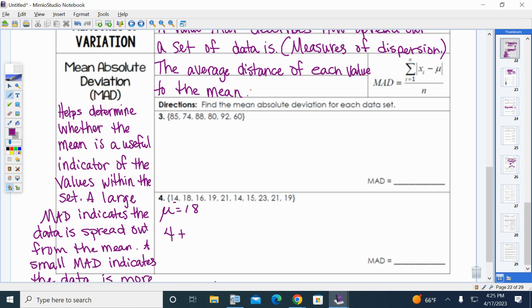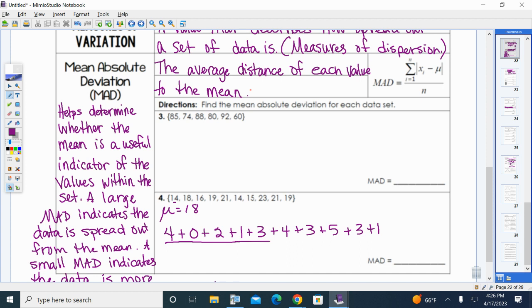So 18 and 18, there's no distance between those two. From 16 to 18 is 2. From 19 to 18 is 1. From 21 to 18 is 3. 14 to 18 is 4. 15 to 18 is 3. 23 to 18 is 5. 18 and 21 is 3. And 18 and 19 is 1.